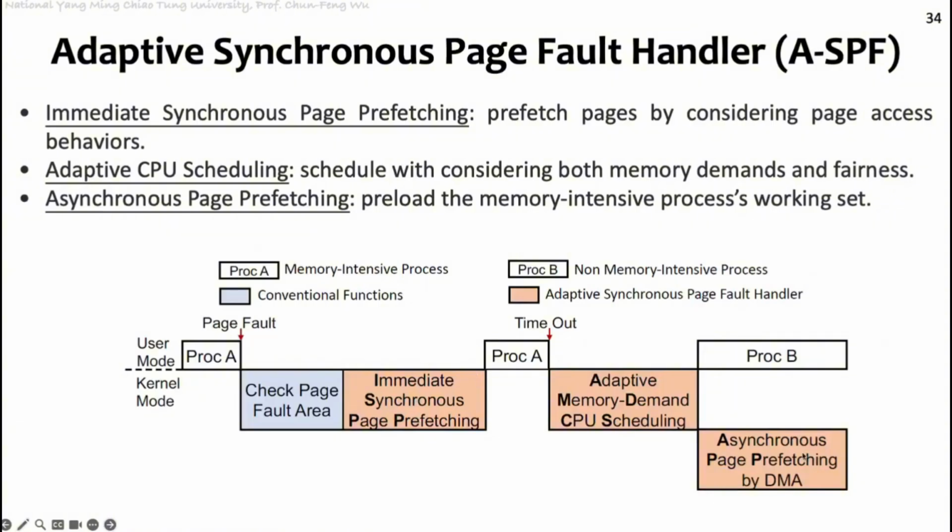Asynchronous page prefetching is about the fact that context switch takes time, right? So why not just prefetch more data? Or you can think, why not just do the working set reconstruction at this time?